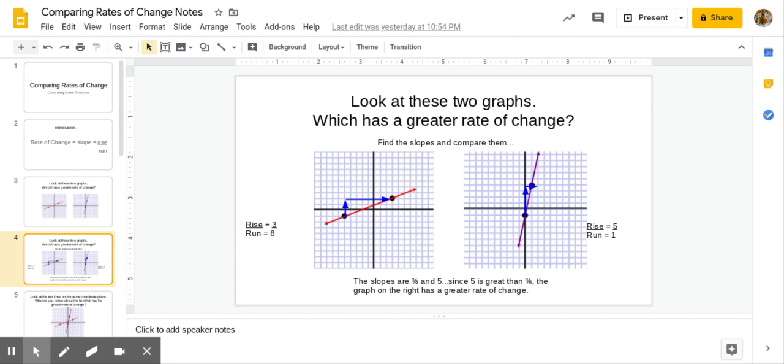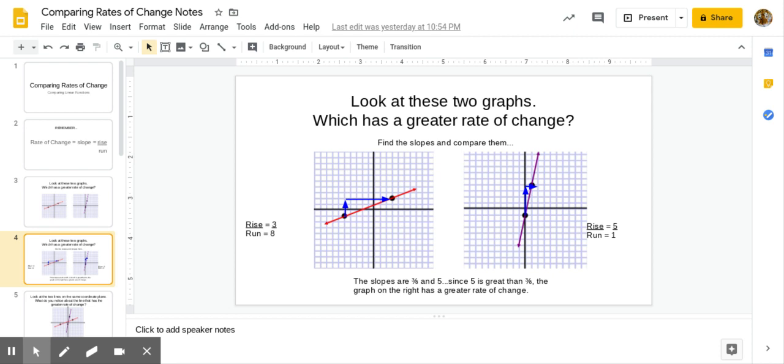So starting at the point on the left, we would need to rise 3 boxes and then move right 8 boxes. So the rise is 3 and the run is 8. So 3/8 would be our slope. Looking at the purple line on the right, to get from the point on the left to the point on the right, we would need to rise 5 boxes and run 1. So our slope is 5 over 1, or just 5. Now we're comparing the slopes of 3/8 and 5. 5 is greater than 3/8, so the graph on the right, the purple line, has a greater rate of change.